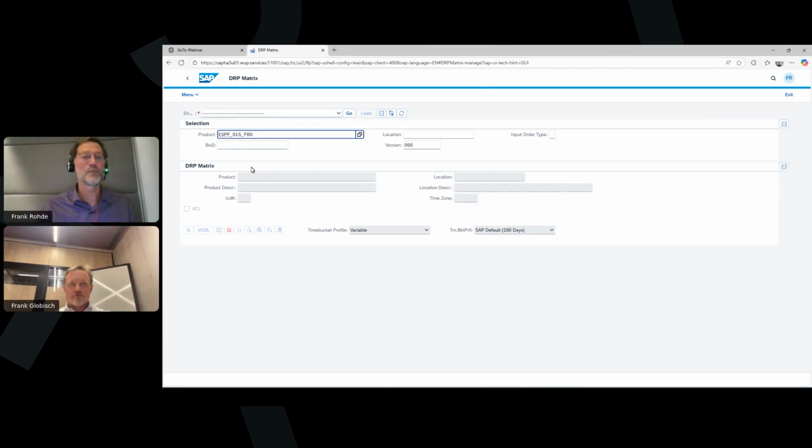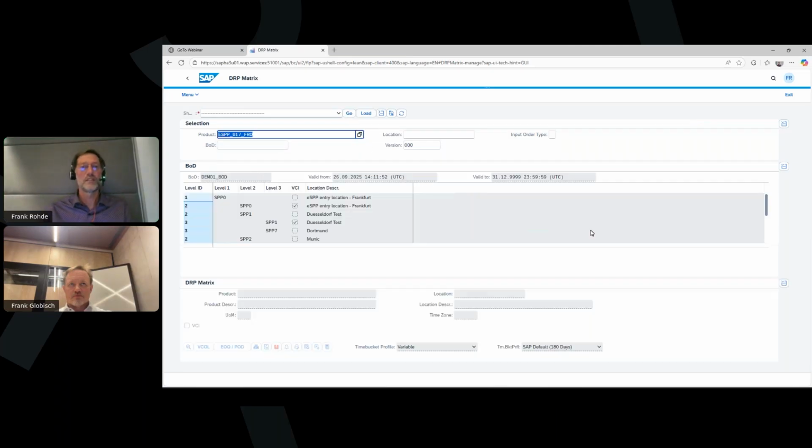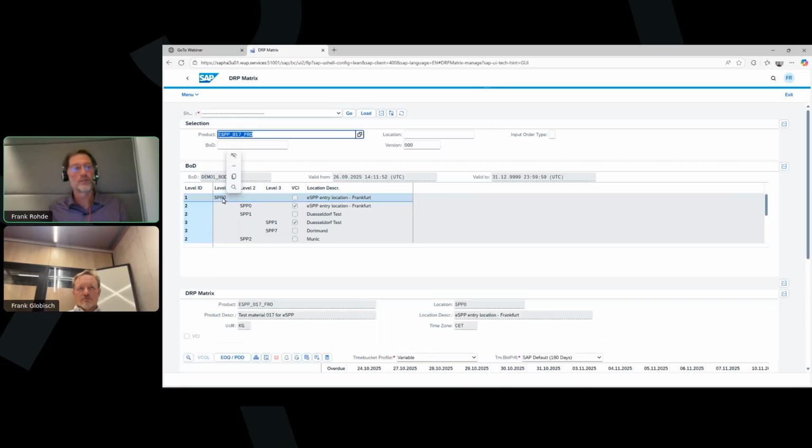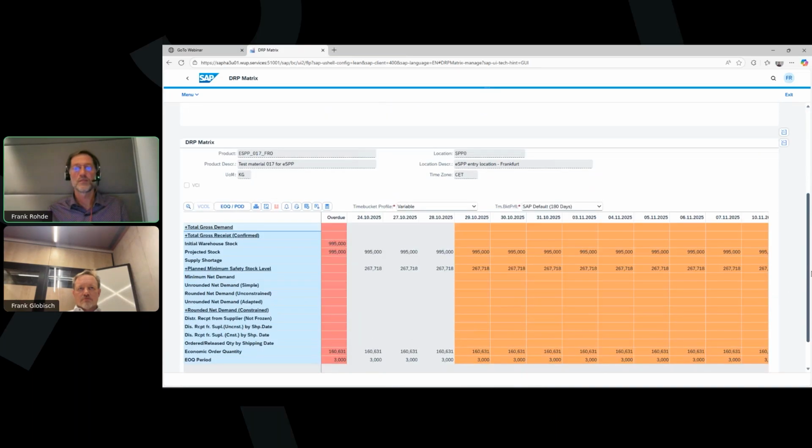So we have a different product now, that is product number 17. You do see a little bit of a different BOD in our system. It does have 3 levels, but not that many, or a different structure of it. So we have more level 2 locations than level 3 locations. Saying that, we go to the DRP matrix and see what the system would calculate.